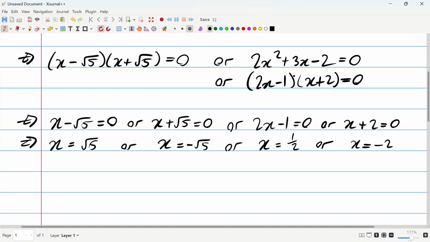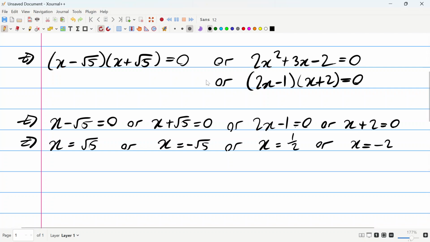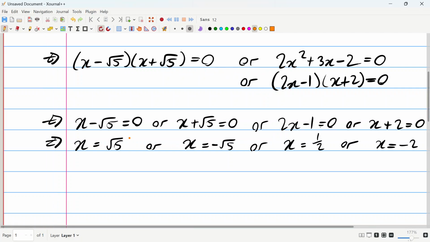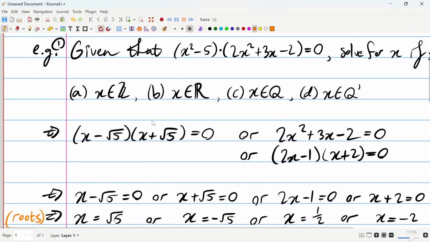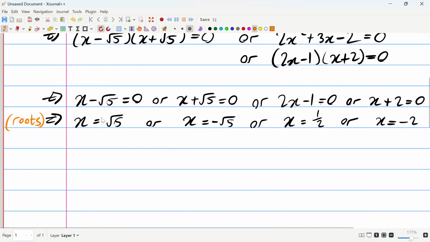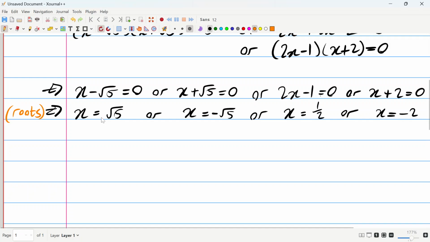Okay, cool. Now we found our roots. So this over here, I'm going to indicate here, this is our roots. Now we need to determine the nature of these roots by answering these questions here. Number A says where x is an element of integers.